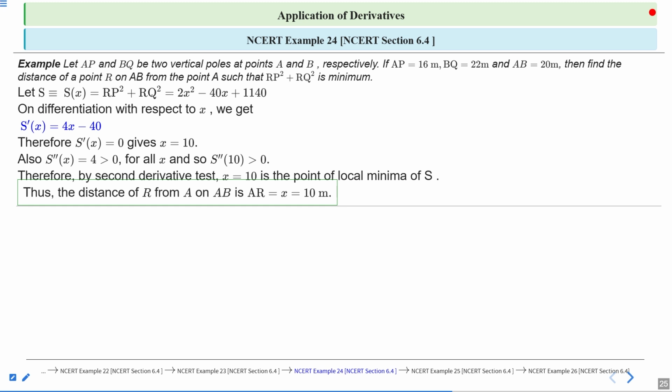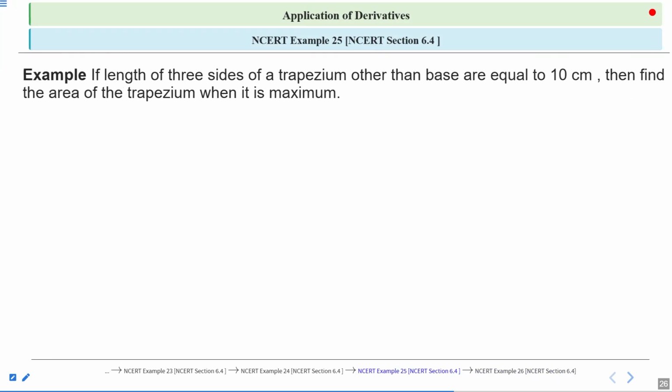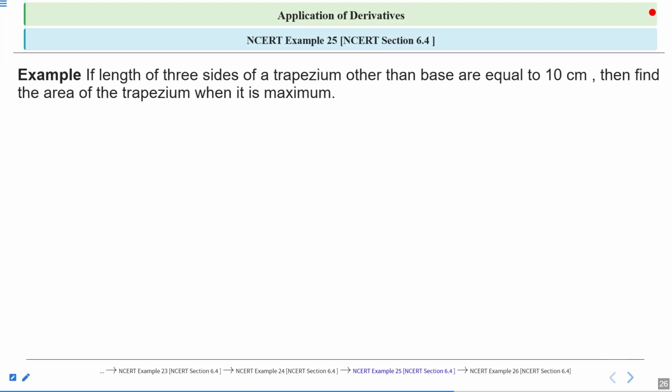Okay, hope you all have understood this. Let us move to the next example, NCERT example 25, which is a part of NCERT section 6.4.